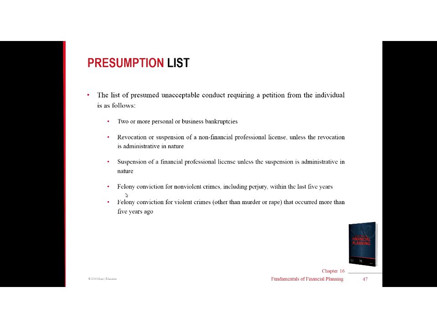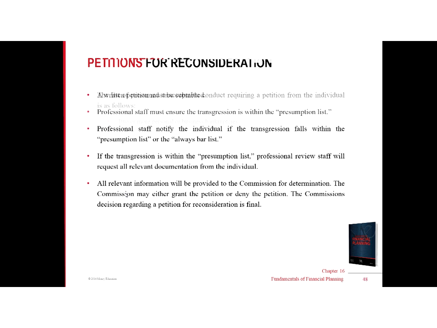Revocation or suspension of a non-financial professional license. Suspension of financial professional license unless the suspension is administrative in nature. Felony conviction for nonviolent crimes including perjury within the last 5 years. Felony conviction for violent crimes other than murder or rape that occurred more than 5 years ago. Those are on the presumptions list. If these things happen, they're probably going to block you, but you can appeal, but it has to be something that's on this list in order for it to be appealable.